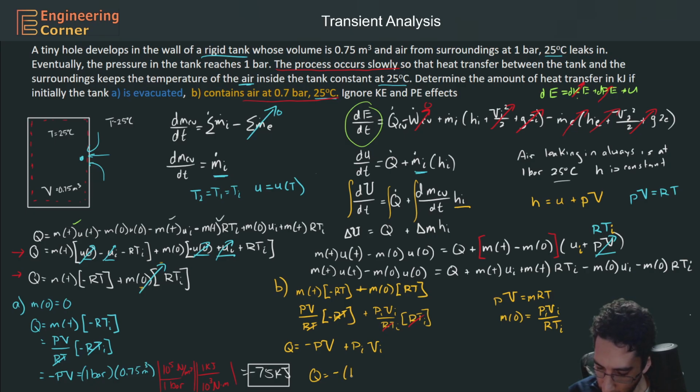Okay. So what we'll have is Q is equal to minus 1 bar times 0.75, then plus P, so 0.7 times, again, 0.75. It's a rigid tank, and this is meters cubed, and this is bar. We do the same conversion over here. I'm just running out of room. So we're going to have the same conversion.